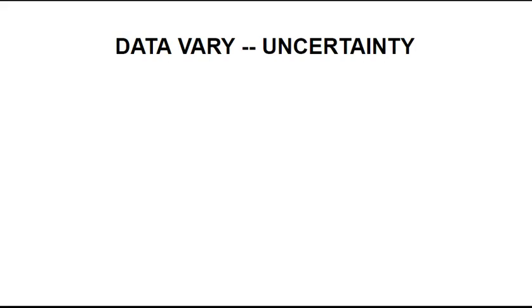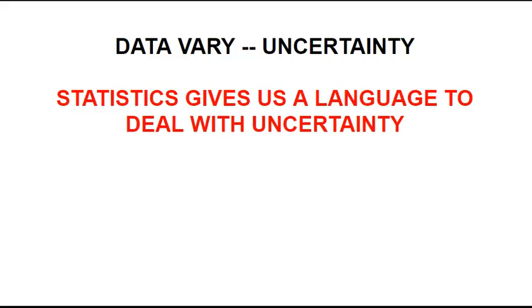So one big thing you really need to know is that data vary. Now, data is a plural word, so it is grammatically correct when I say data vary. So get used to uncertainty. Statistics gives us a language to deal with uncertainty. Once again, statistics is a singular word. It could be plural if we're talking about individual numbers, but when we talk about the study of statistics, it's a singular word, gives us a language to deal with uncertainty.